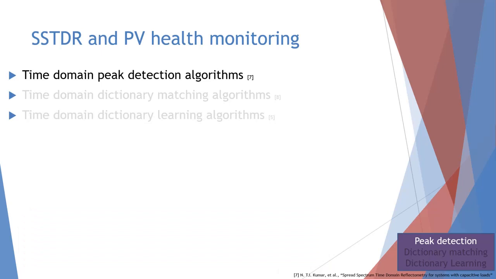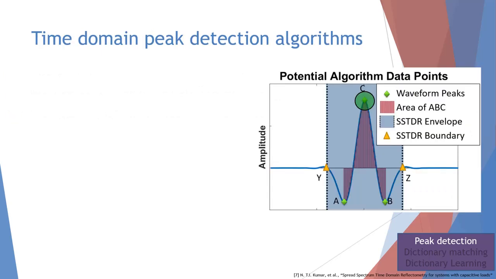One of our peak detection algorithms monitors exactly what we've been viewing during this presentation, the center peak of the SSTDR response. We've identified 3 peaks, A, B, and C. These all change in magnitude and location within each other depending on the impedance mismatch encountered by the SSTDR signal.